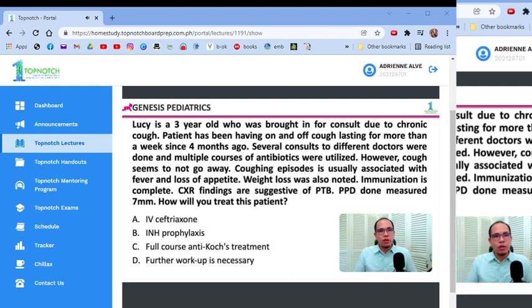Lucy is a 2-year-old who was brought in for consult due to chronic cough. Okay, on and off cough lasting for more than a week since 4 months ago. So, apat na buwan na siyang inuubo, na medyo mga 1 week daw tumatagal. There are different consults with multiple courses of antibiotics. However, the cough seems not to go away. Okay, so hindi siya nawawala, chronic.